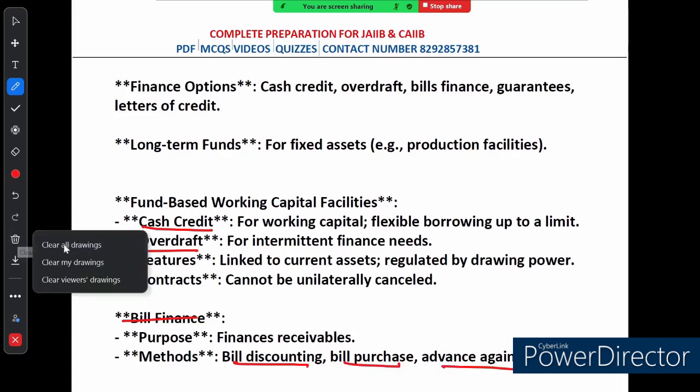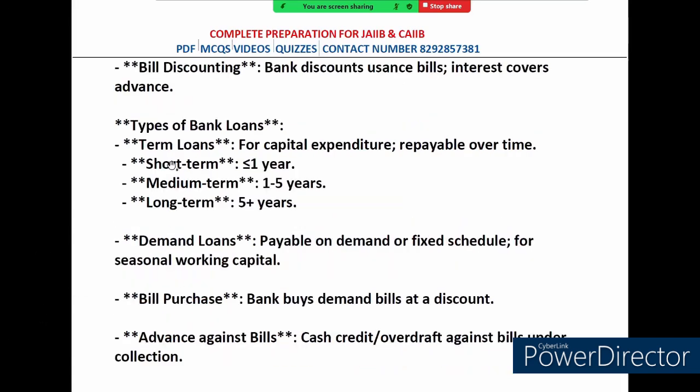Now if we talk about the types of bank loan, one is the short-term loan, up to 1 year. Term loan is used for capital expenditure, remember it. Short-term loan is up to 1 year, medium-term loan is 1 to 5 years, and long-term loan is more than 5 years. Demand loans are loans payable on demand or on a fixed schedule. Bill purchase means the bank buys a demand bill at a discount and advances against the bill.